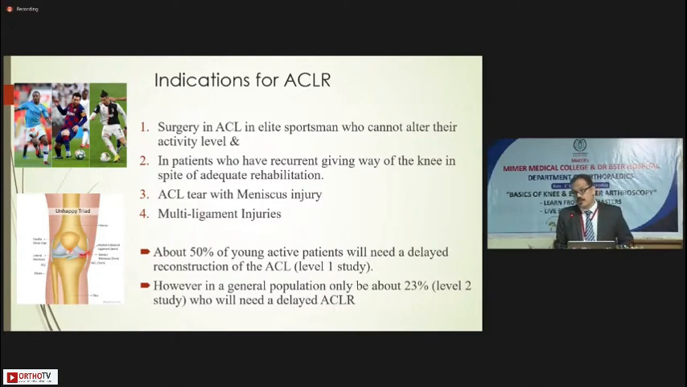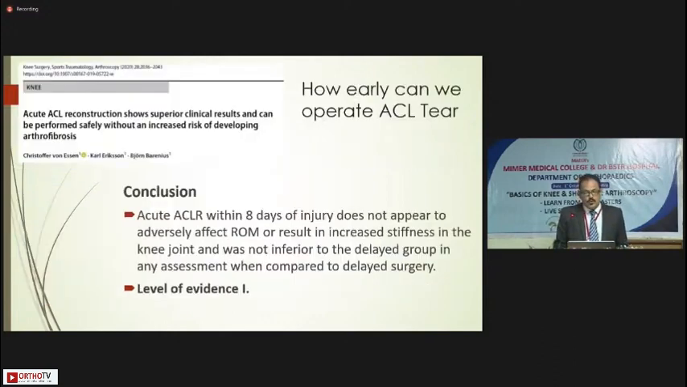While in the general population it will be just 23%, they may need surgery in the delayed period. So that's acute. Now another question which comes up is, what is the earliest time we can do our ACL reconstruction? Certain people say, should we wait for a couple of weeks and let it rehabilitate, get a range of movement, let the edema subside, let the bone bruises subside?